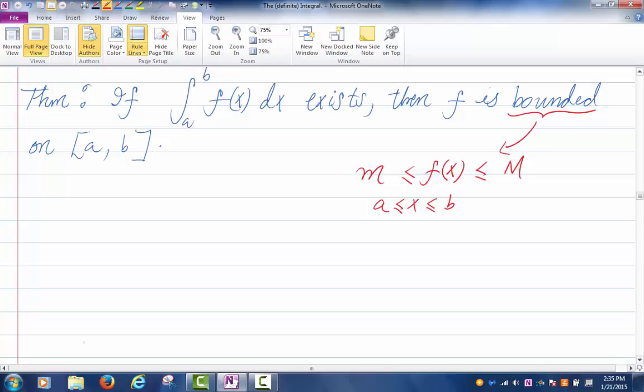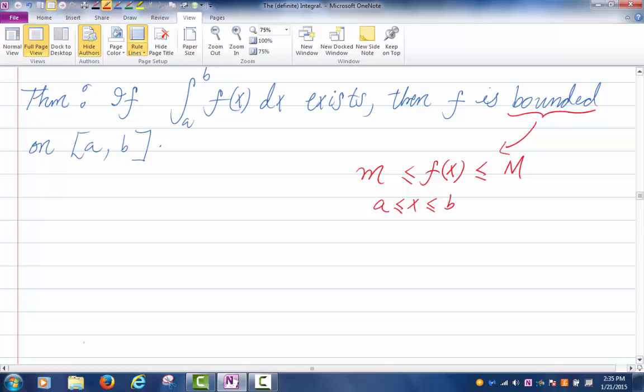What's the meaning of a bounded function? When I say that f of x is a bounded function, it means that for any value of x, f of x is in between two constants. When I say f is bounded, I mean f of x is in between two constants for any x.